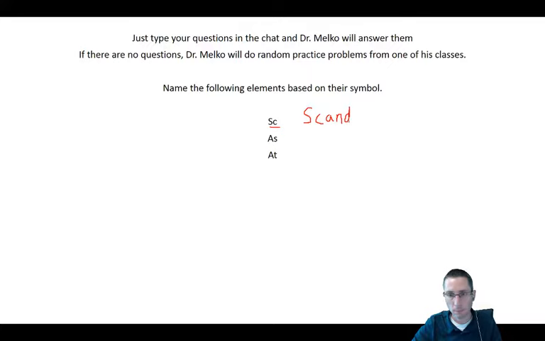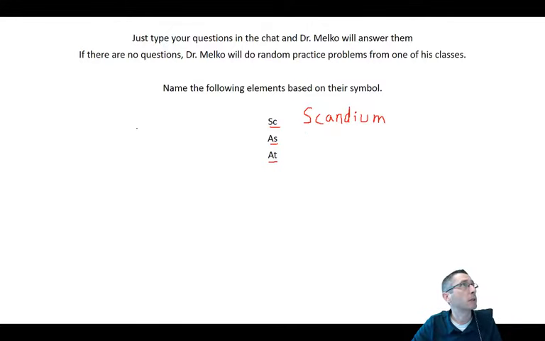Okay, so print out the periodic table that I provided online so that you can use that one to study, and it helps to memorize these and their location on the periodic table sort of helps reinforce that. So that one's scandium. These two I put on here because they're often confused.